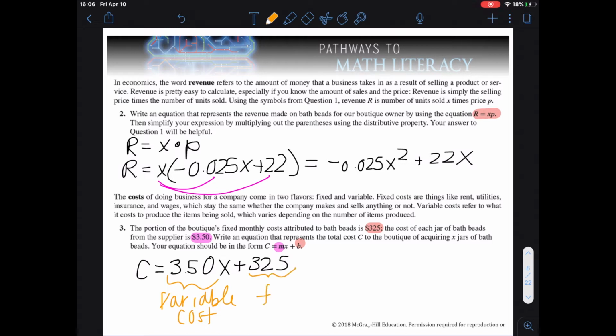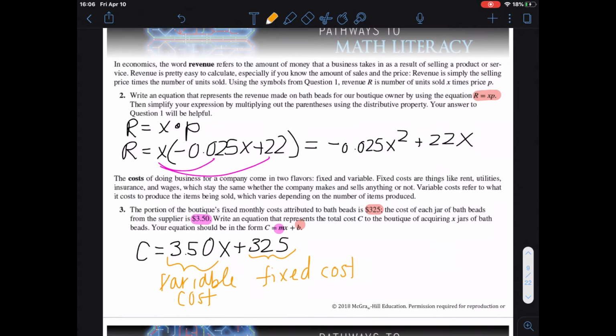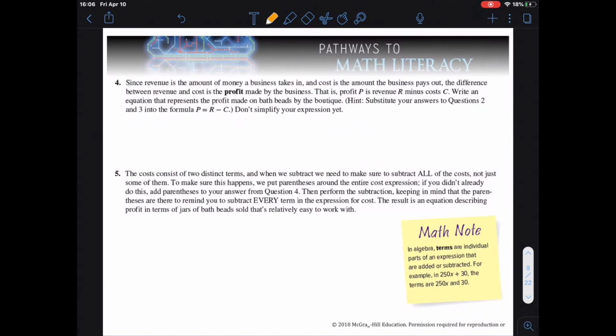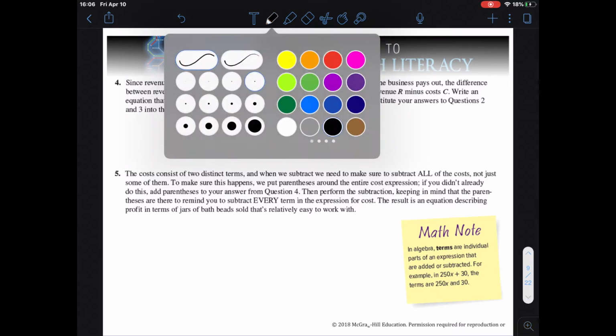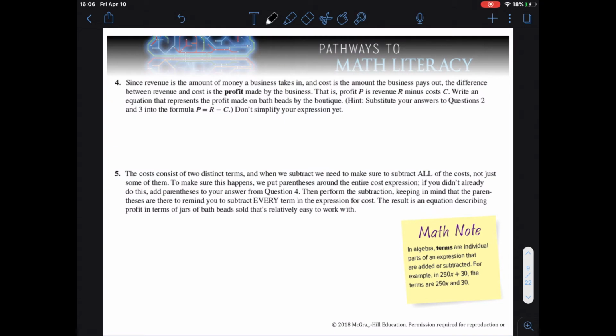And this is our fixed cost. So this does not change. Even if you sell no jars, your cost is 325. So now I have equations for my revenue and for my cost. Your profit is just going to be the difference between the two. So the profit is the total revenue you bring in minus the cost.